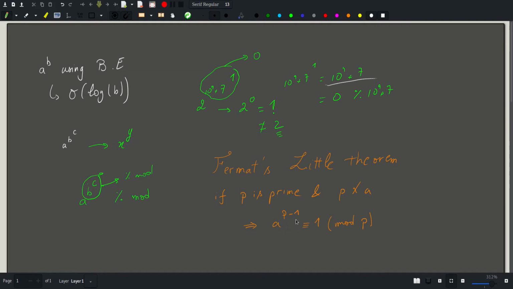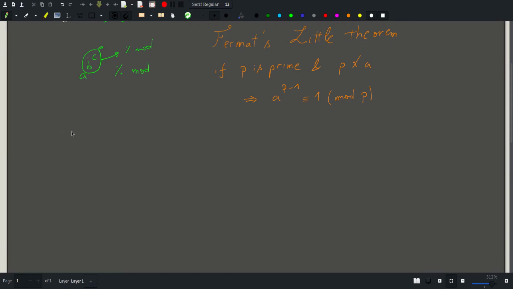Therefore, we have that a raised to the p minus 1 is congruent to 1 mod p. So let's go ahead and prove this theorem really quickly, then we will go back to see how it will help us solve our problem. So let me consider all the multiples of a up to p minus 1 times a. So I'll have a, 2a, 3a, 4a, and so on up to p minus 1 times a.